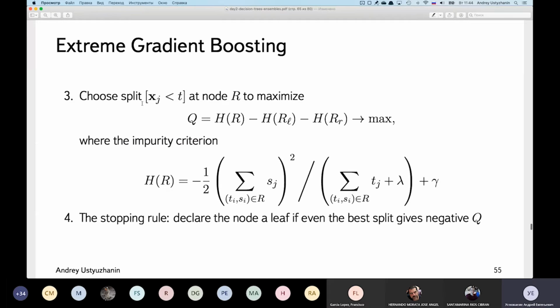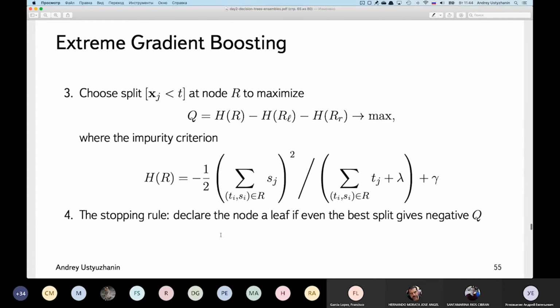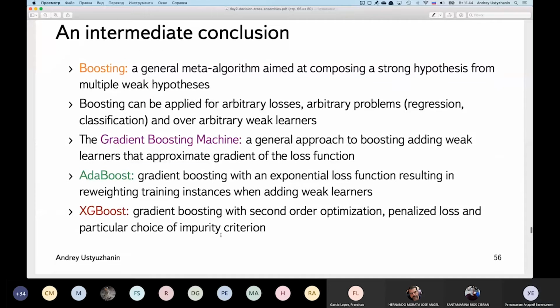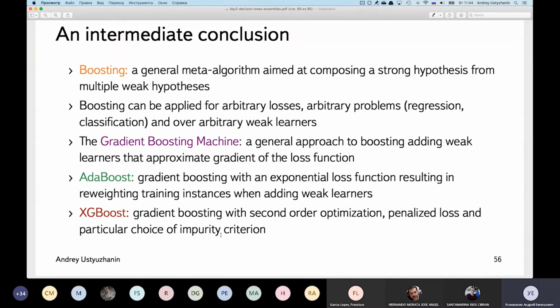Yeah, and then the third is choosing the split by this impurity criterion. This is basically it, so let's make a conclusion here. We looked at boosting, which is a meta-algorithm technique that can be applied to build weak learners. We can apply boosting for any kind of losses, any kind of problems. That's an approach that people quite frequently use to solve Kaggle challenges.